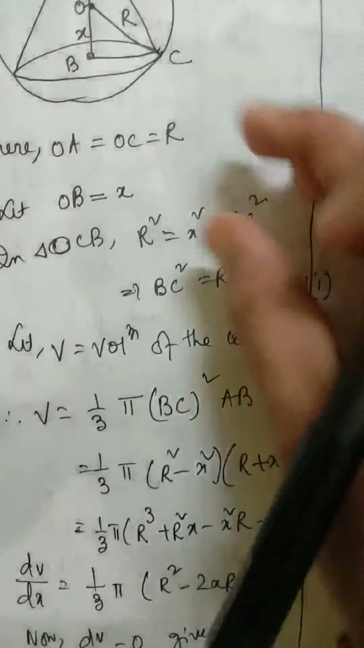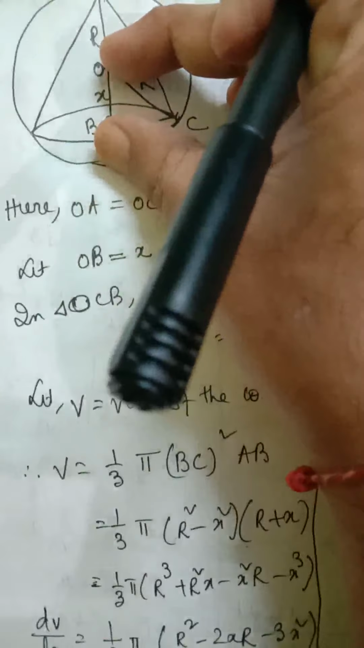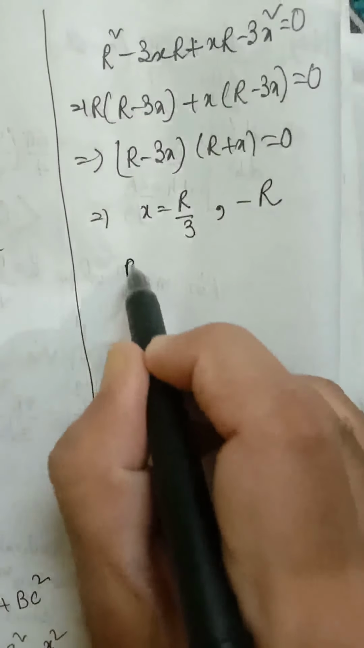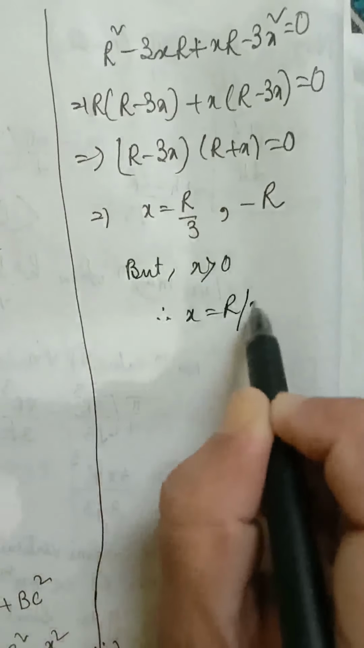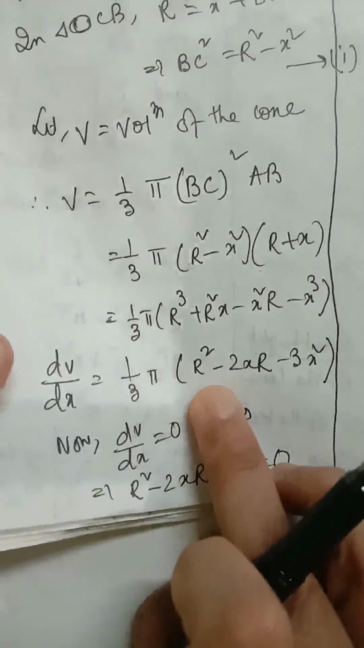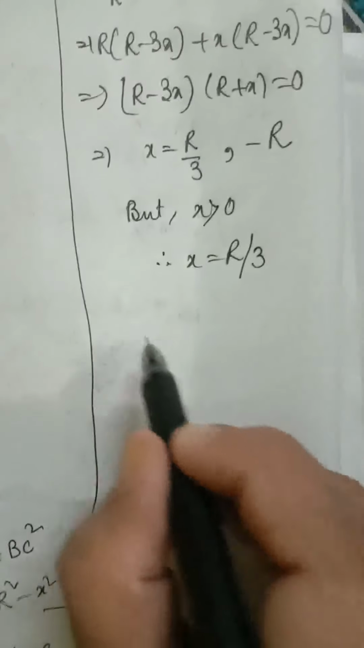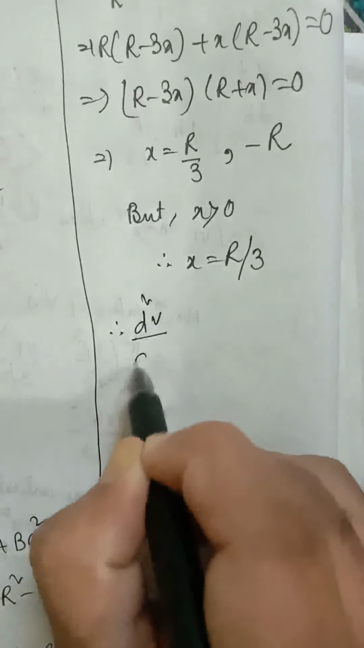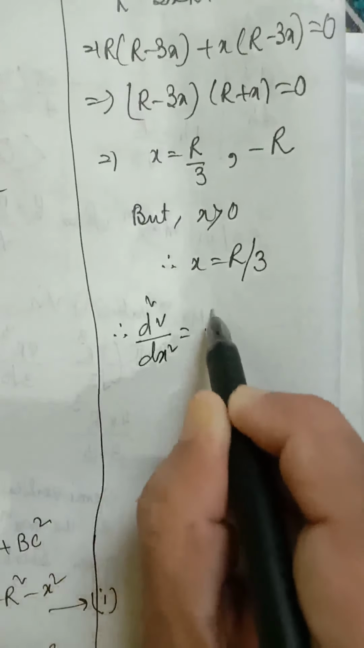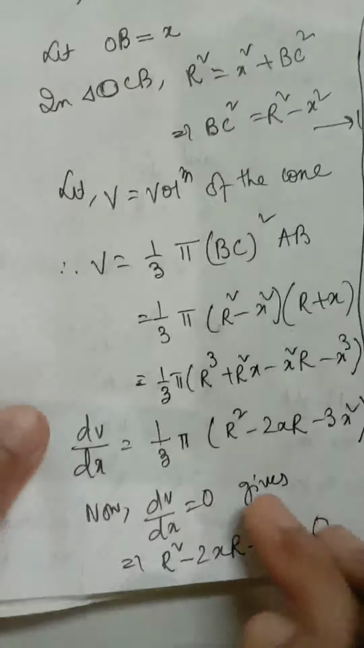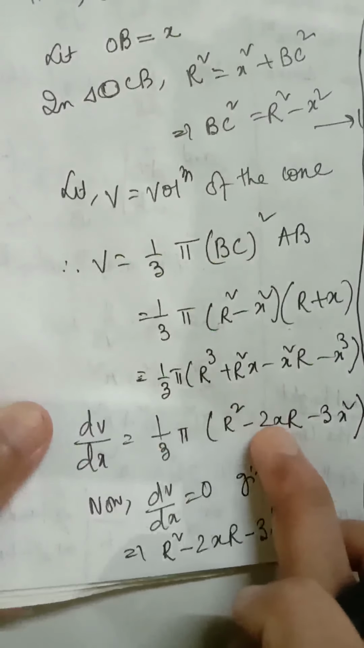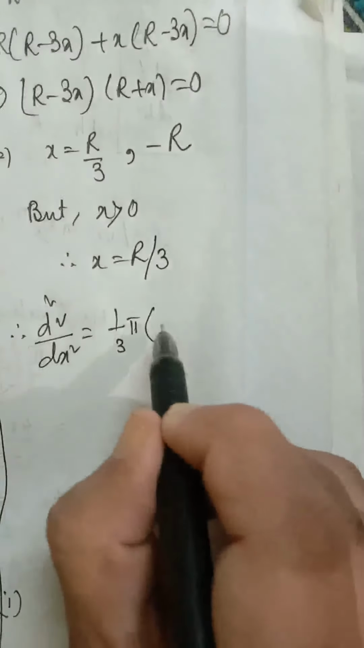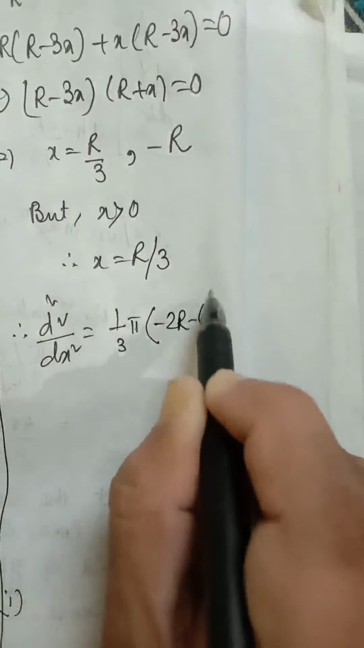Now x means this length, which cannot be negative, so x is greater than 0, therefore x must be equal to r by 3. So this is our stationary point. Now this is our dV by dx, and we have to find d2V by dx square. Therefore d2V by dx square is equal to 1 by 3 pi times the derivative: the constant term gives 0, the derivative of the next term is minus 2r, and the derivative of the last is minus 6x. It will be minus 2r minus 6x.